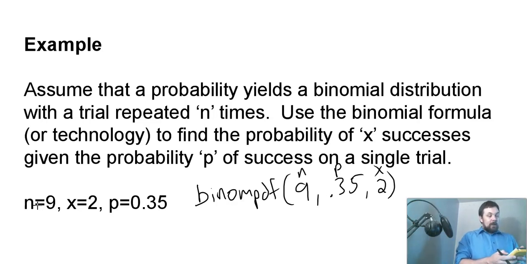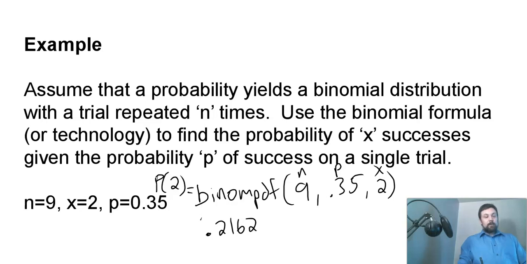So I do second distribution. I scroll down to binompdf. I'll type in 9, comma, 0.35, comma 2. And I'm getting that, and I guess I should maybe be writing this as well. This is the probability of getting 2 successes out of those 9 trials. It's going to be 0.2162. I'm just going 4 decimal places for some reason.